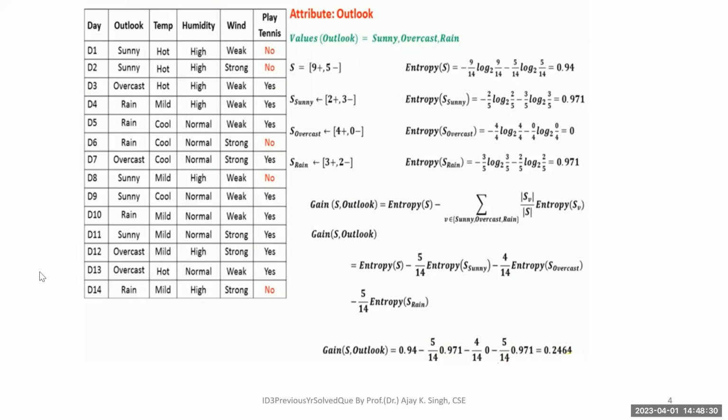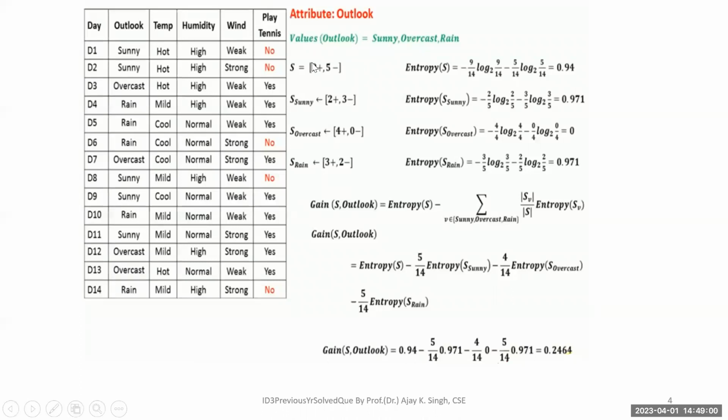So this chart is given to you. This data is given to you in the AK2 exam. So from day 1 to day 14, 14 days are there, and these are the parameters on which this tennis player is going to play. If he is going to play, then it is yes. If he is not going to play, then it is no. So two categories are defined, yes and no. There is no third one.